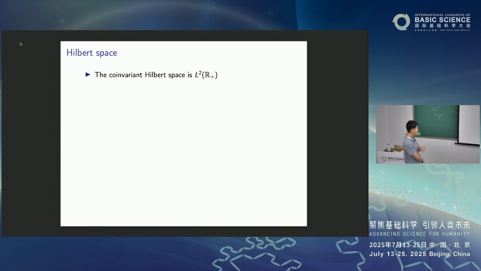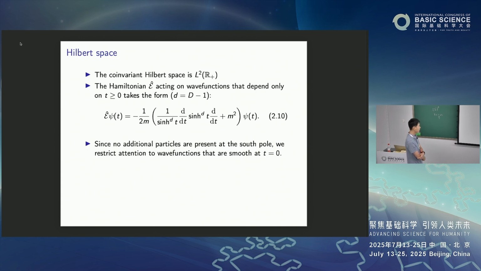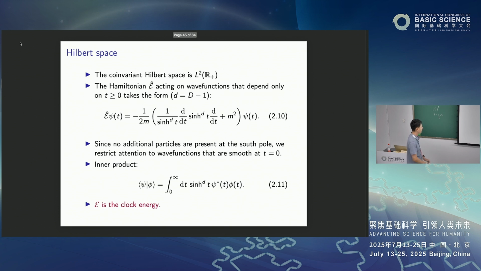So that tells you that the co-invariant Hilbert space of this observer model is L2 of R+. You can also work out the Hamiltonian acting on this co-invariant Hilbert space. Then you find it takes the following form. And the boundary condition is that it has to be smooth at t equal to infinity and smooth at t equal to 0. And you can also work out the inner product using the group average formula. So for d-dimensional de Sitter space, the inner product is the following form.